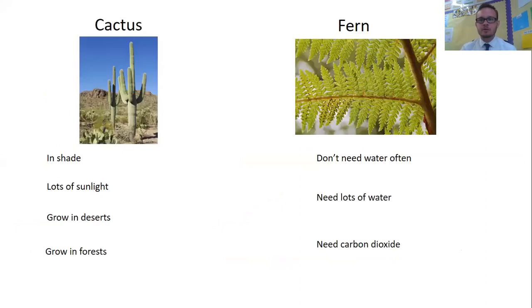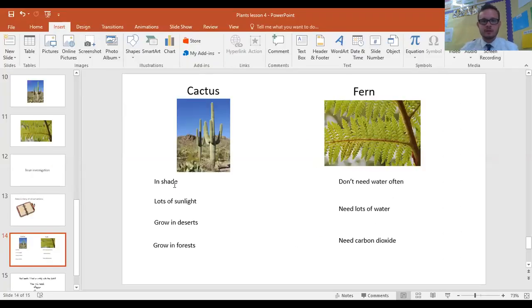Okay, one little task for you then. So pause the video here. I would like you to line up the cactus and the fern based on what we talked about before. What notes match which plant? Pause the video. Okay, let's see if we get these to go. I'm going to do these now and move them around a little bit. So a cactus, does it need to live in the shade? Well, no. So that goes with the fern.